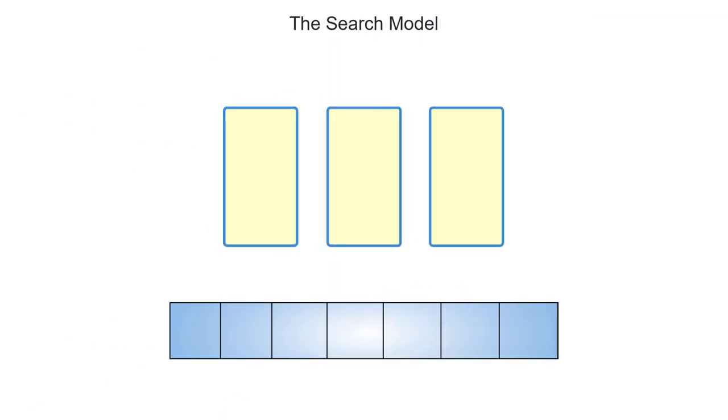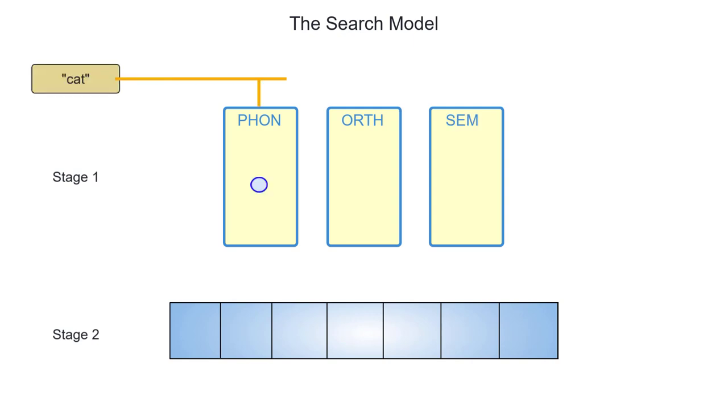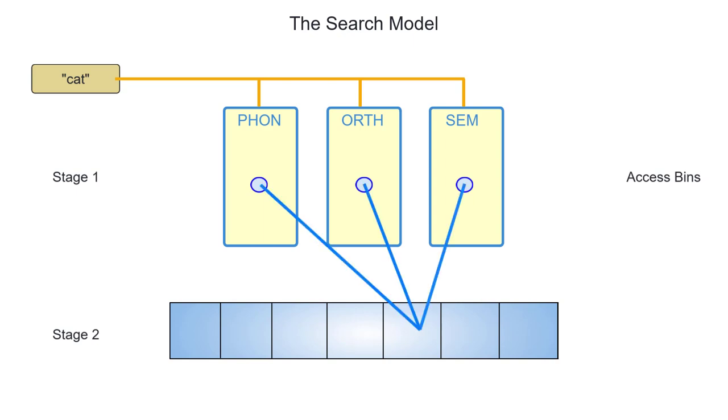The search model is a two-stage model with three access options: phonological, orthographical, and semantic, where the stimulus is first matched one by one against the representations in the respective access bin. At a second stage, the identified input activates the target as well as related input in the master file.